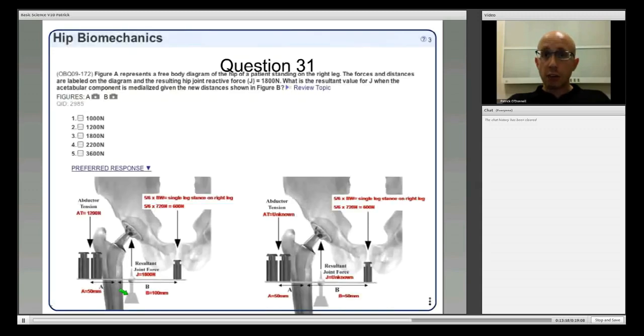Hip biomechanics, our last topic. Question 31. Figure A represents a free body diagram of the hip of a patient standing on the right leg. The forces and distances are labeled on the diagram, and the resulting hip joint reactive force, J, is 1800 newtons. What is the resultant value for the hip joint reactive force, J, when the acetabular component is medialized, giving the new distances shown in Figure B? So the differences between A and B are 50 and 100 versus 50 and 50.